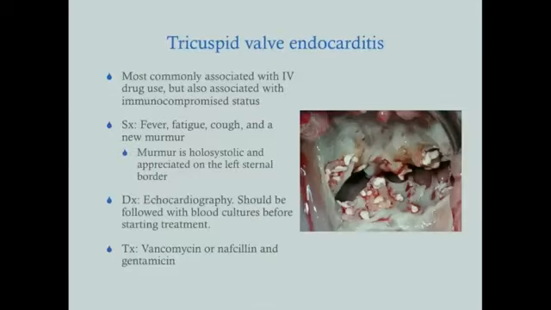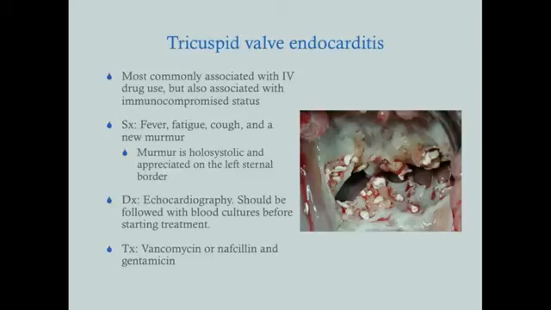So you want to suspect tricuspid valve endocarditis anytime you have a patient with known or suspected IV drug use, but also patients who are immunocompromised who show up with fever and a new murmur. The murmur with tricuspid valve endocarditis is going to be holosystolic, and it will be appreciated on the left sternal border. To diagnose this, and really anytime you have a patient with a new murmur, you want to get an echocardiogram. And that should be followed with blood cultures before starting treatment. Very important. So you've got to do this beforehand.